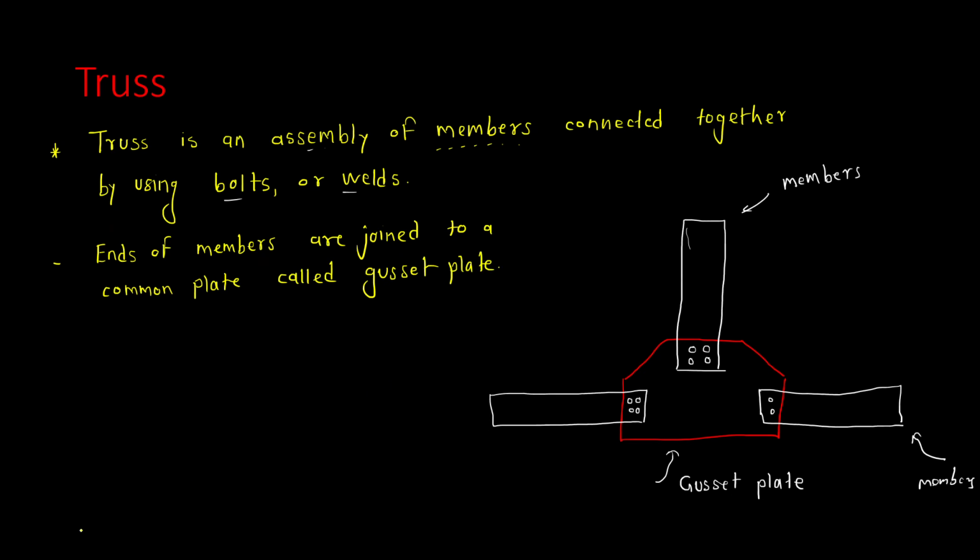Now what is our objective in this analysis of truss? Our objective is to find out the forces in these members. So each member will be having some axial force. Sometimes this force can be in tension, or sometimes it can be in compression. So we have to identify the value of the axial force and then the nature of the force in these members.